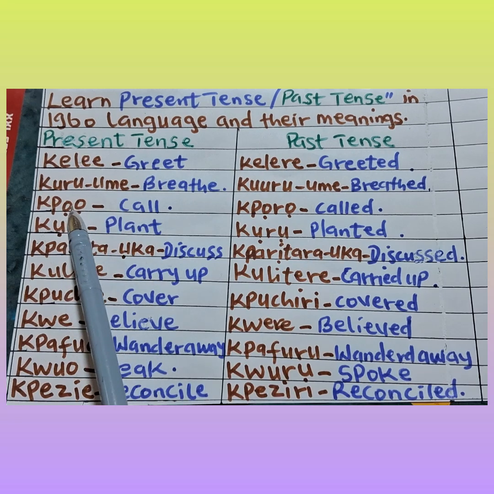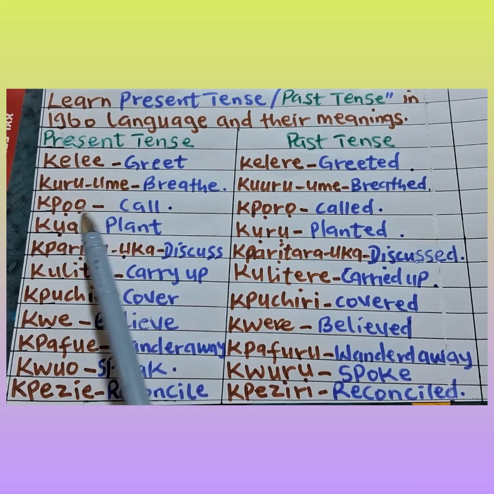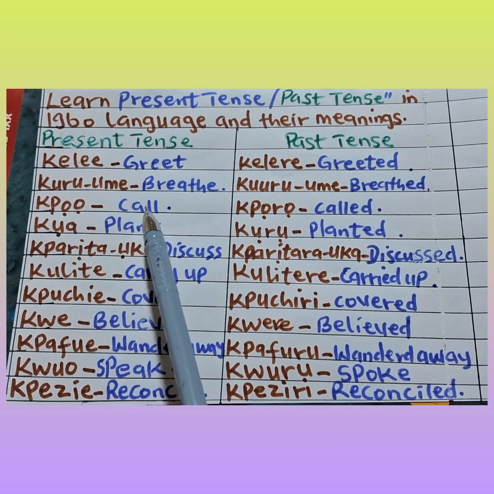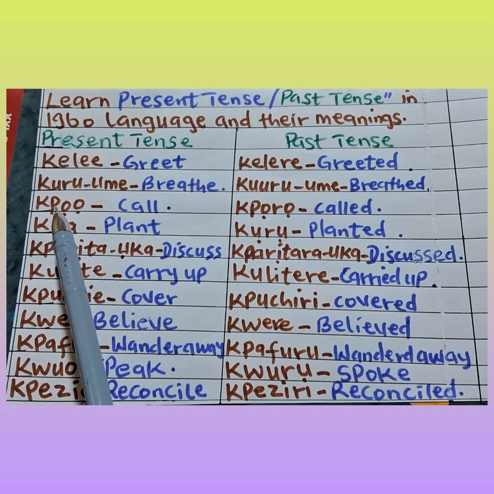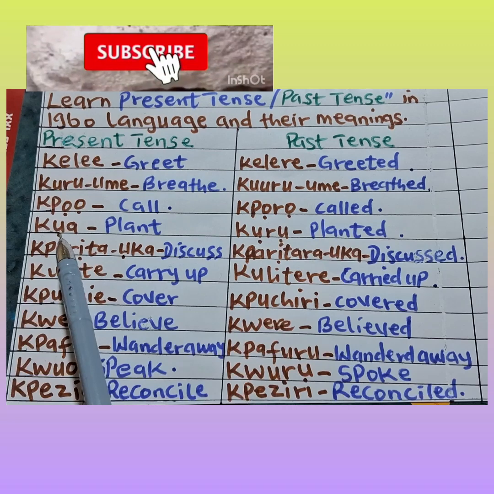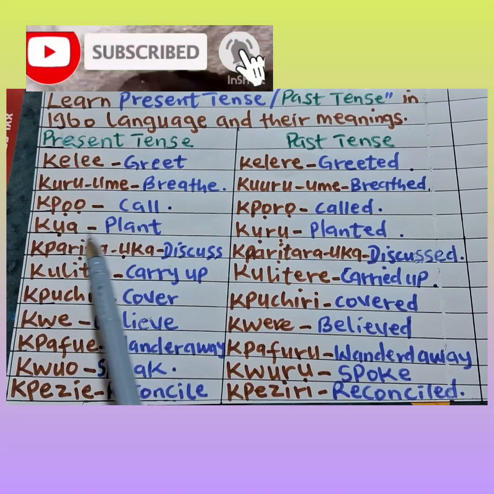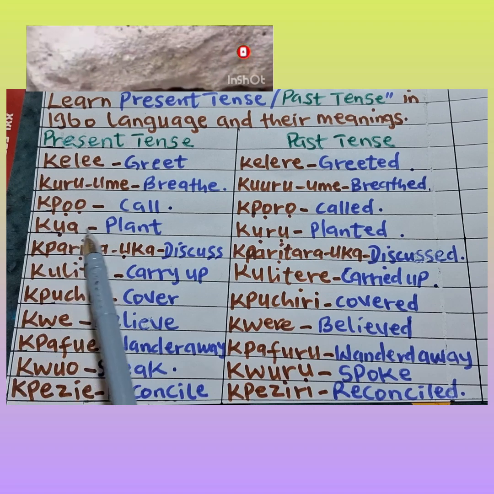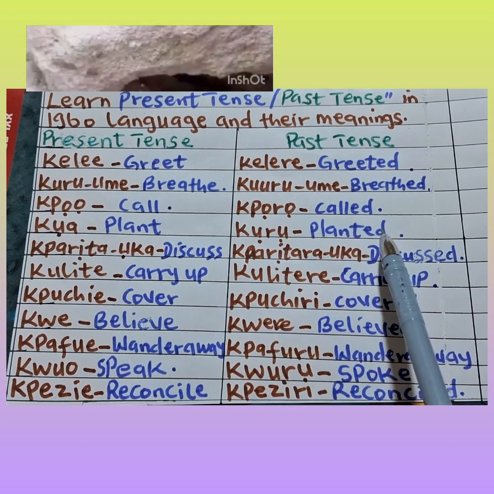After ke, you have double u. Another word is bo, call. Bo means to call someone, either through phone or through mouth. Past tense of bo is boro, called. Kwa, plant. Past tense of kwa is koro, planted.